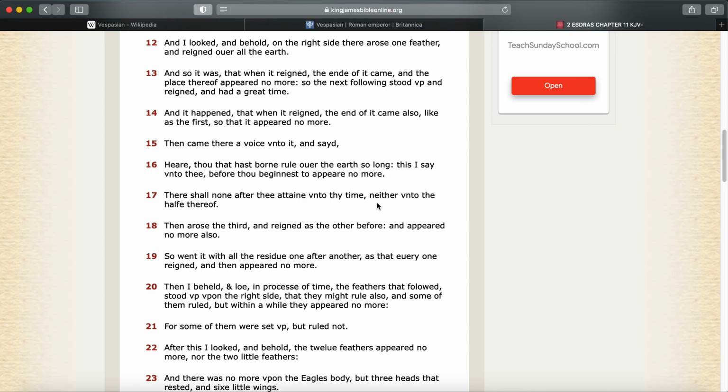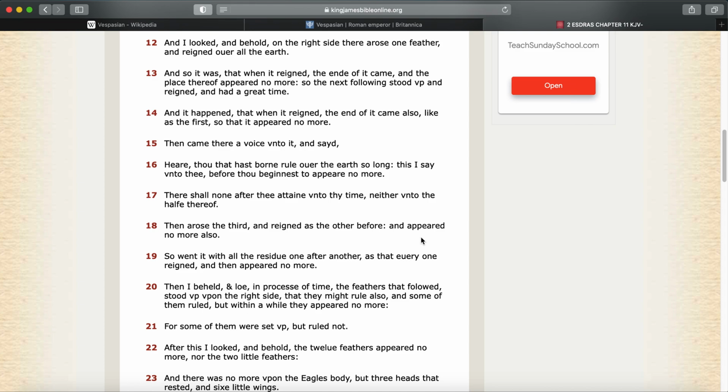Okay. And then the next one to rule after him, when you get to verse 18, it says, "Then arose the third and reigned as the other before and appeared no more also." When you go into the third, that's Tiberius. And it says what? Neither unto half thereof. And most scholars said Augustus ruled for about 40 to 44 years. So 44 years of rulership. Tiberius ruled for 22 years. So the scripts are spot on to history. Literally ruled half the time that Augustus ruled.